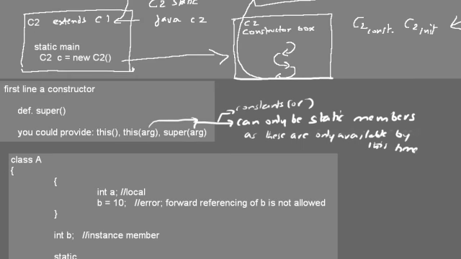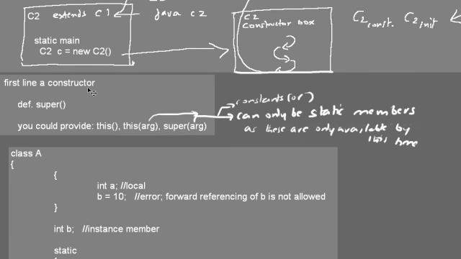Just before that, let's take a look at this. The first line of a constructor by default is a call to super. But if you choose to provide it yourself, then you could provide something like this, or this with arguments, or super with arguments, right?